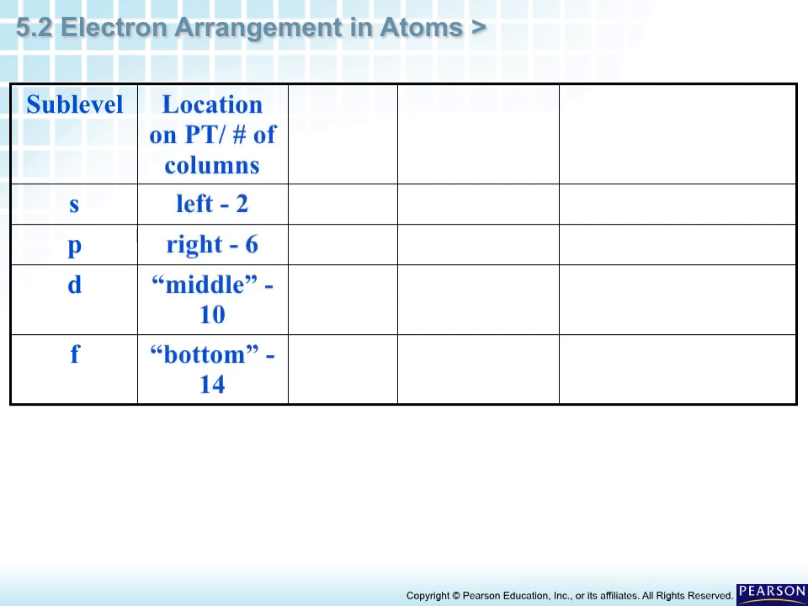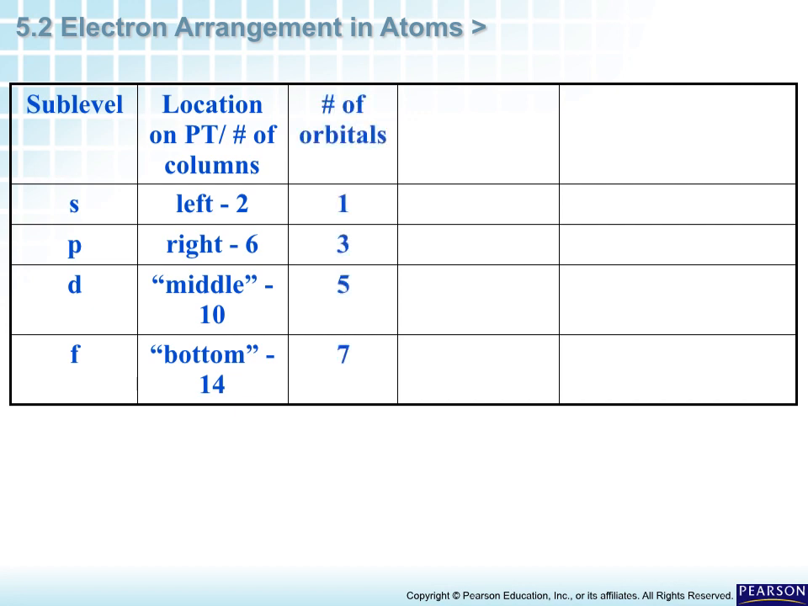Next to that is their location on the periodic table and the number of columns, which is going to be a little important. The S, if you look at the animation I just showed you, were all red and they were all on the left side except for helium. And then the P, they were on the right side and it was 6 columns wide. The D is what we call the middle, the sunken section, and it is 10 columns wide. And the F, which is the bottom of your periodic table, is 14 wide.